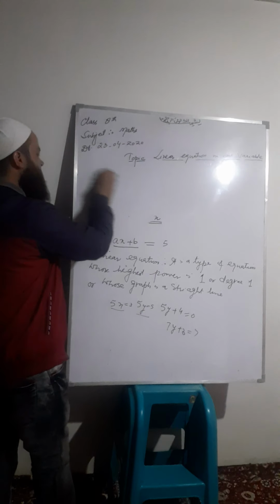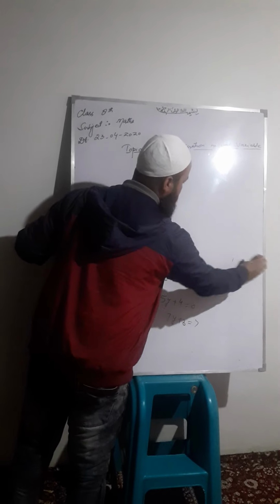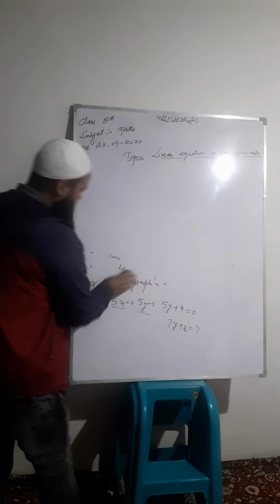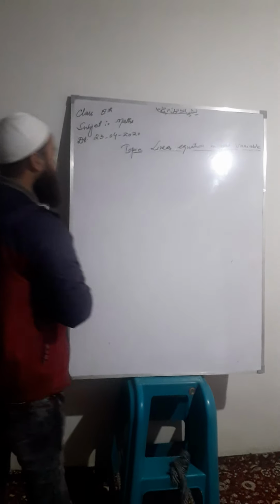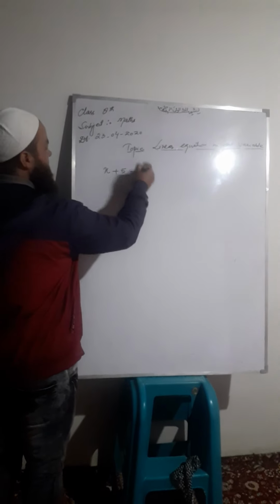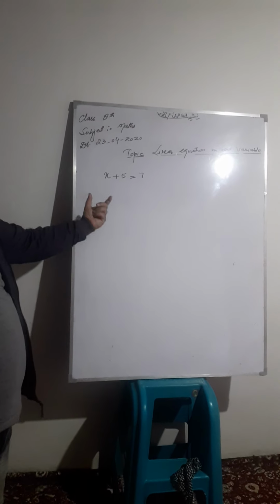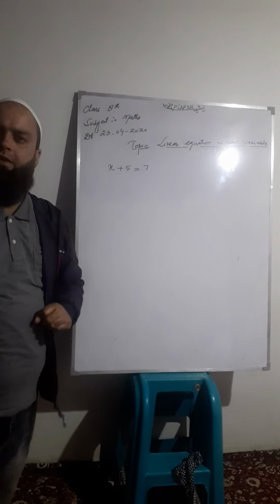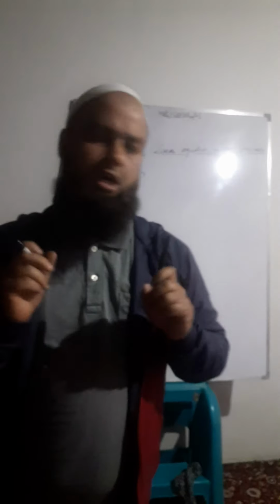Now, how do we solve these linear equations? Our question is how to solve these linear equations. Let's take an example. x plus 5 is equal to 7. This is a simple linear equation in one variable. How to solve this equation? There are two ways to solve this.